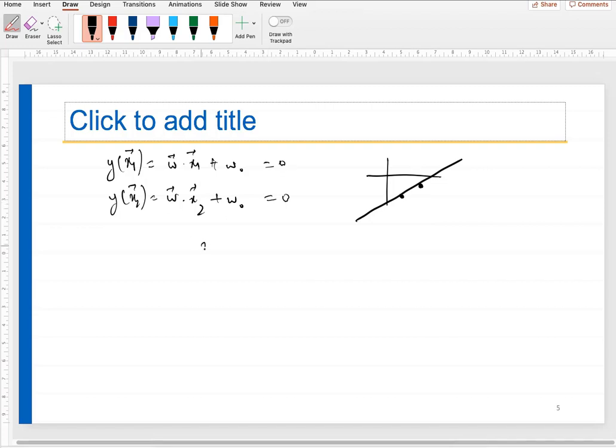If you subtract the two equations, my w vector dot (x1 minus x2) is equal to 0. Now what is this vector x1 minus x2? This is this vector, right? This vector is x1 minus x2.